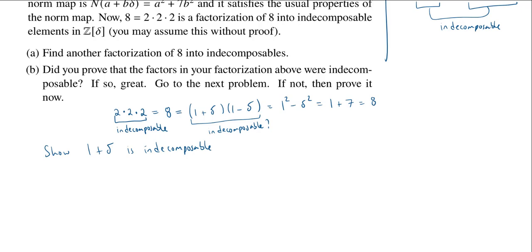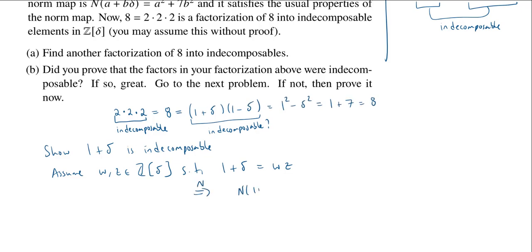So let's assume we do have a factorization. Assume W and Z are in Z delta such that 1 plus delta is equal to WZ. Then the approach here is to apply the norm map.